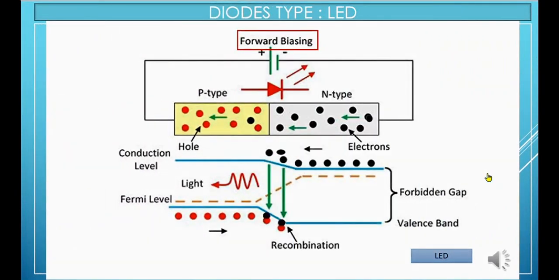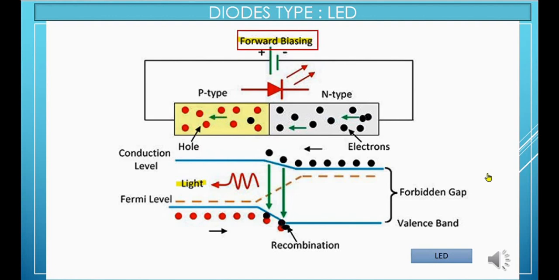Now next questions are on LEDs, light emitting diodes. Light emitting diodes are used in forward bias, and in forward bias electrons can go easily towards the P-type semiconductor. When they go to the P-type semiconductor, they recombine with holes, and from this recombination, according to quantum theory, there is a transition of energy states from higher to lower, so there will be an emission of light.